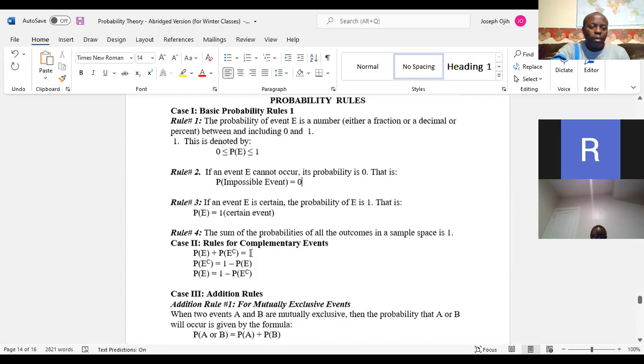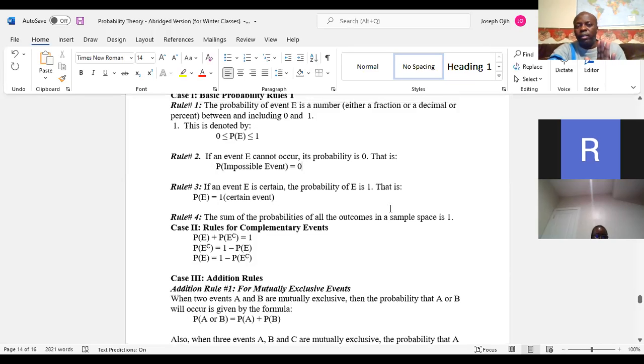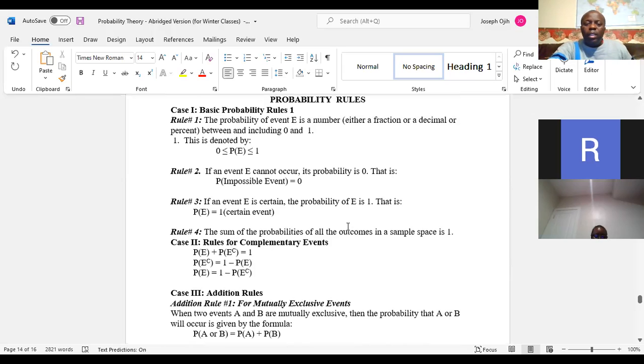Then we have the other rules. The sum of the probabilities of all the outcomes in a sample space equals 1. So these are the ones I want you to have in mind. We'll come to the other ones in a minute. Let me copy the rule for complement.